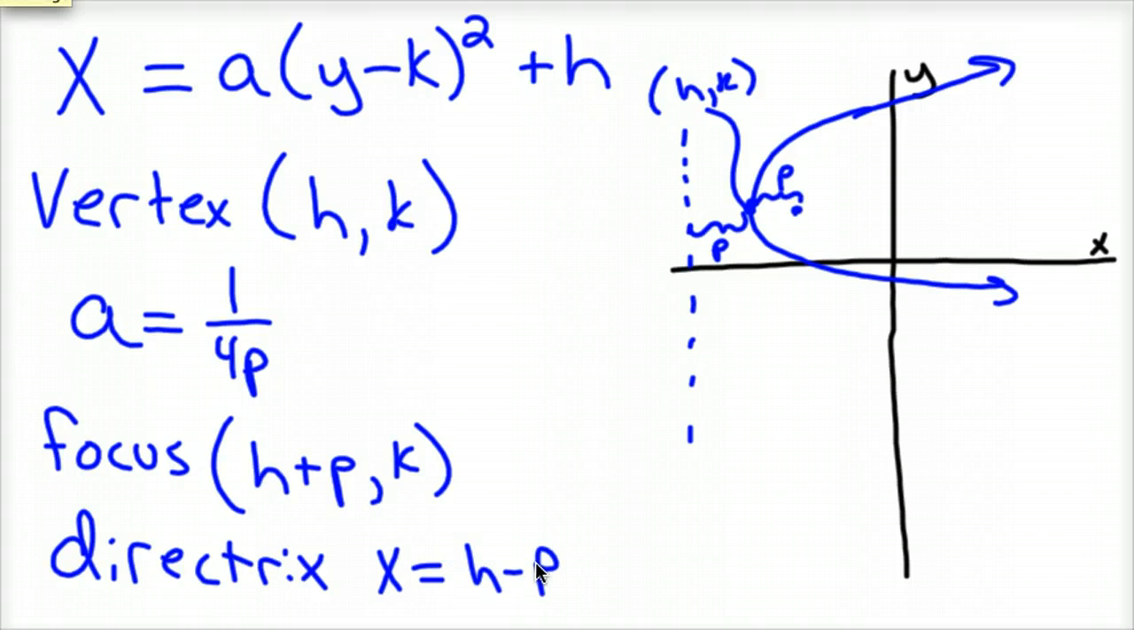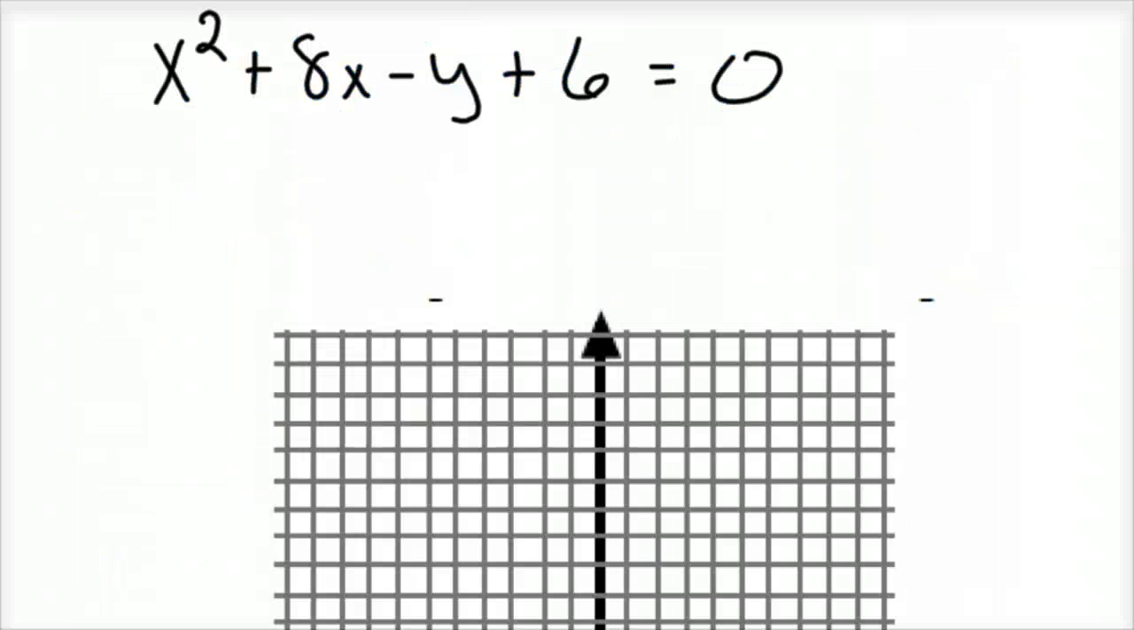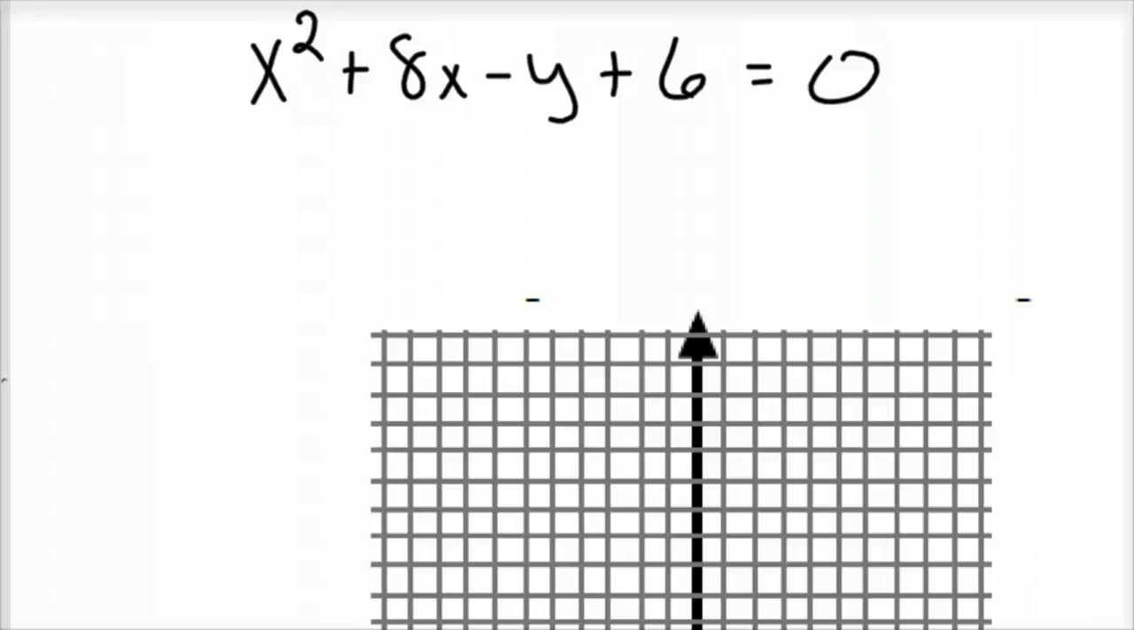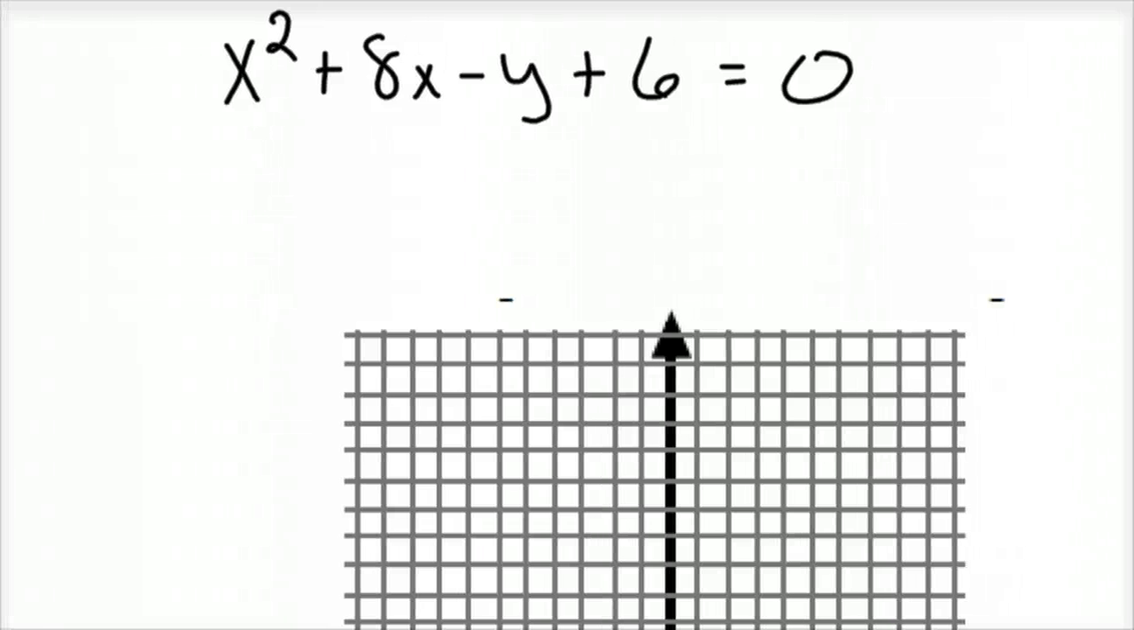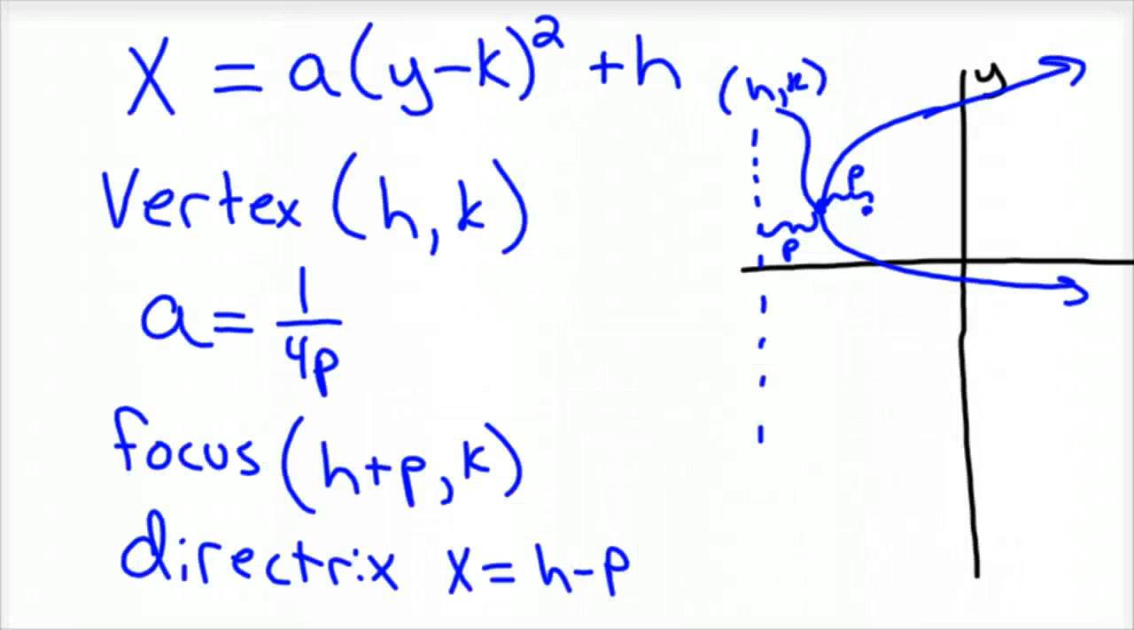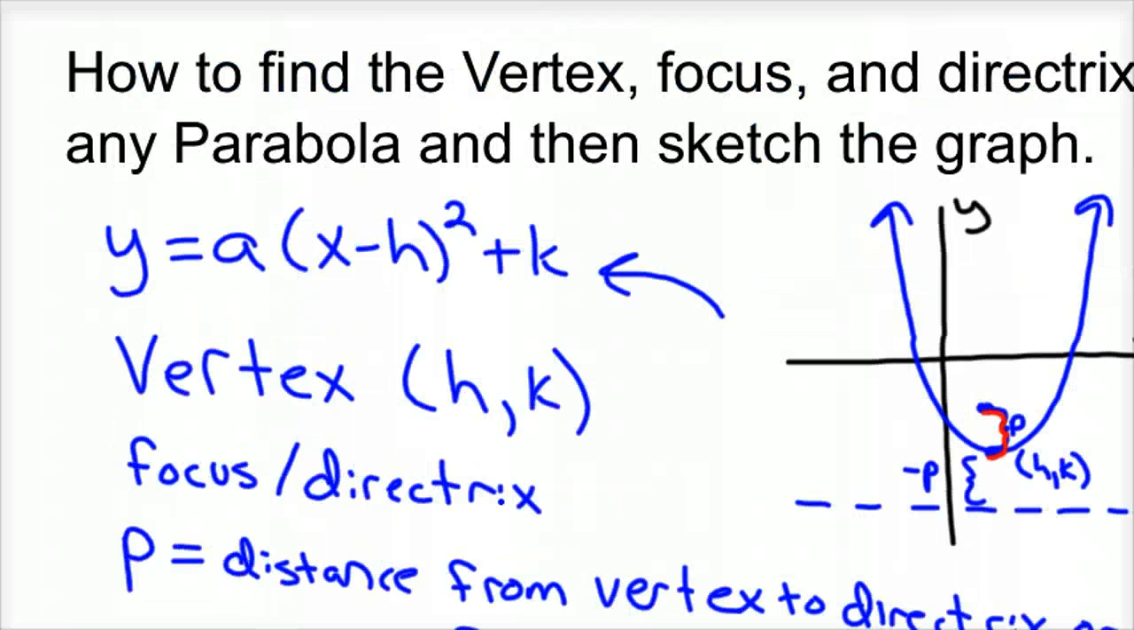Okay, so once you have those notes in tow, put them on a note card or something, go through and do some of these examples, and I'll do them with you. So here's your first example: x squared plus 8x minus y plus 6 equals 0. Notice it is not in any of the forms we've talked about. So the first step you're going to have to do is get it in one of these forms, either this one or this one.